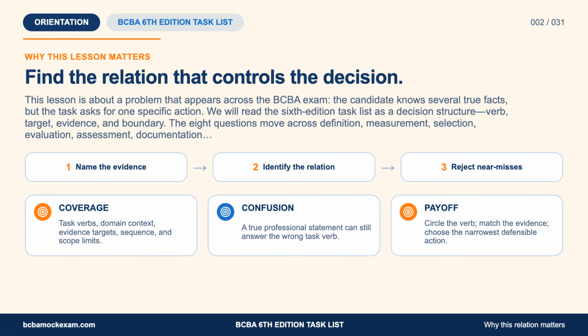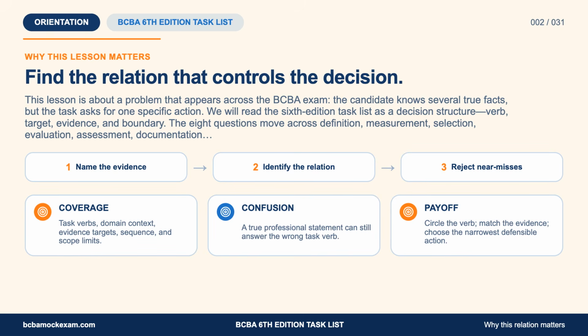This lesson is about a problem that appears across the BCBA exam. The candidate knows several true facts, but the task asks for one specific action. We will read the 6th edition task list as a decision structure: verb, target, evidence, and boundary. The 8 questions move across definition, measurement, selection, evaluation, assessment, documentation, visual analysis, and implementation.